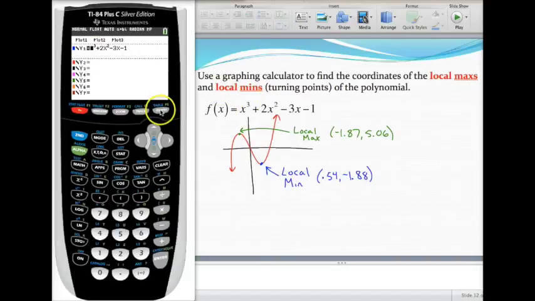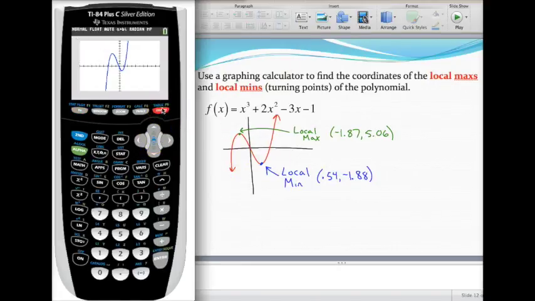If I take a look at what my graph looks like, I sketched it there, but here's what the graph actually looks like. I can see that, yes, it does have 2 turning points. It has a maximum, which we'll call a local maximum, and a minimum, a local minimum. So let's go ahead and find those actual coordinates.